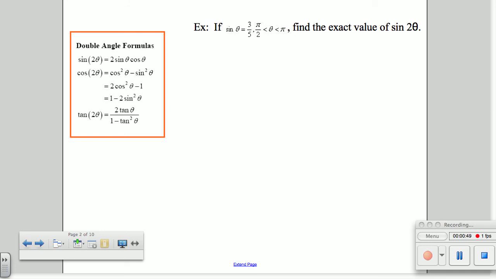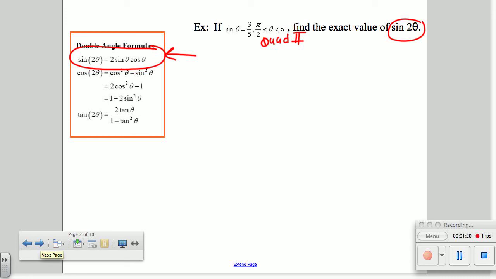and see how we can use these formulas. So we're given the value of sine being 3/5 and our angle being between pi over 2 and pi, so it's telling me we're in quadrant 2 here. And we want to find the exact value of the sine of 2 theta. So we're going to use this first formula. Now, in order to find the sine of 2 theta, I need to know the cosine of theta.